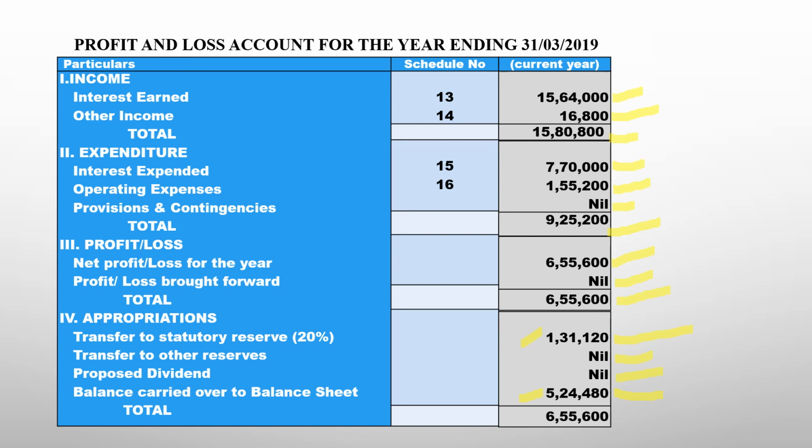This problem is important for 12 marks, and it is very easy to score. Just you have to know the format of the profit and loss account.